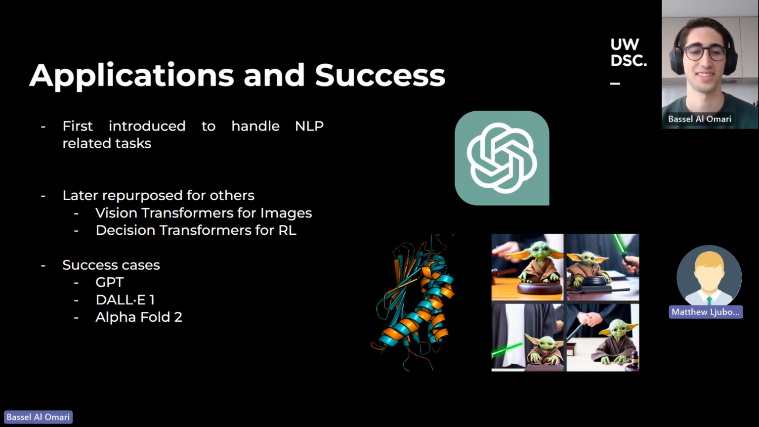DALL-E 2 uses diffusion models, which is a topic that'll actually be covered in another workshop that we'll be having this term, so come out for that. And more recently, the transformer architecture has been repurposed for other tasks. So vision transformers can handle vision input and other computer vision related tasks, and decision transformers were used for reinforcement learning. I'll pass things off to Basil to go over architecture and the Hugging Face demo.